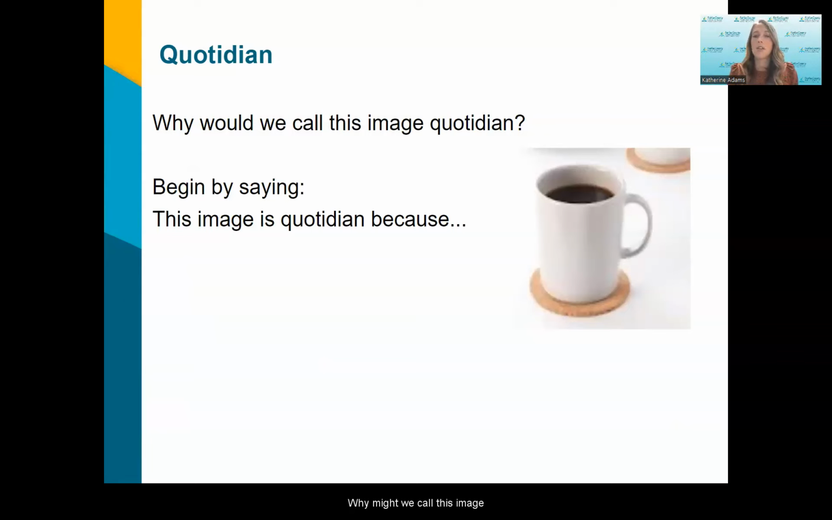Why might we call this image quotidian? Coffee cup to the right. We might start by saying, this image is quotidian because, and offer opportunities for students to engage. And hopefully someone says, someone drinks coffee every day, or it's something I drink before I go to work. Hopefully you all are thinking that at home.